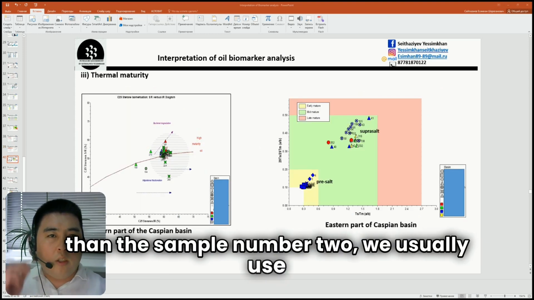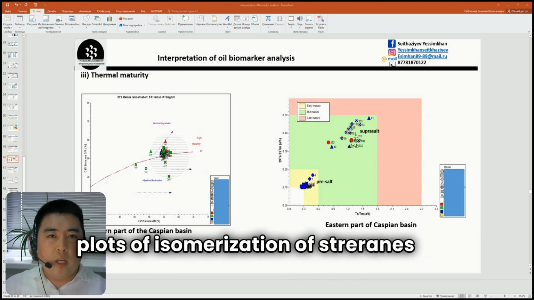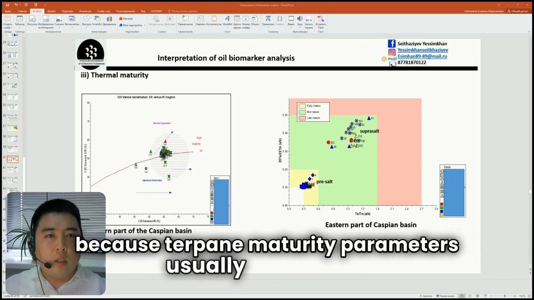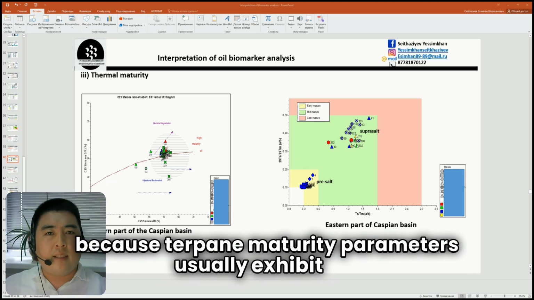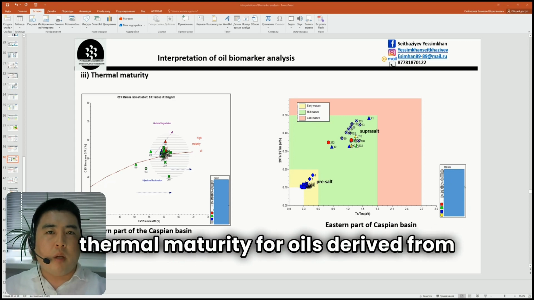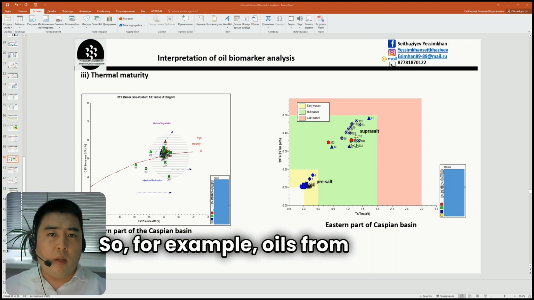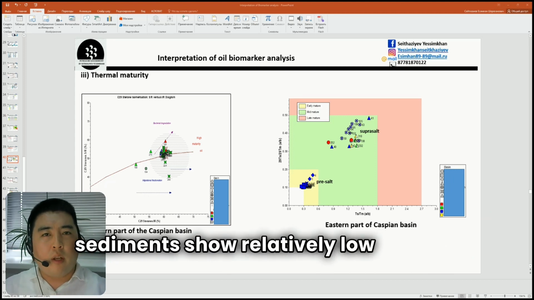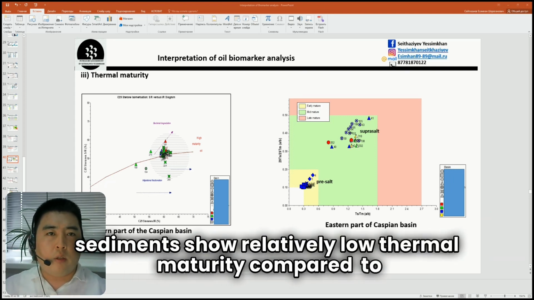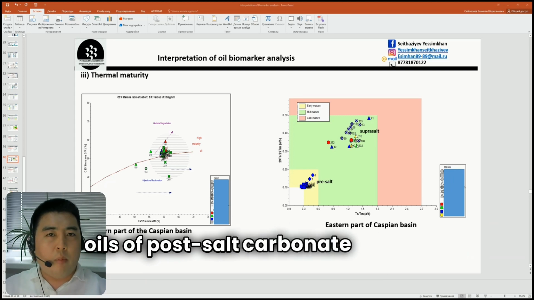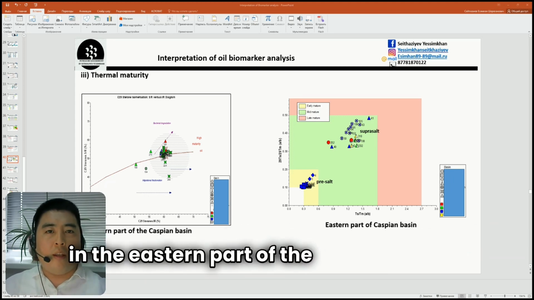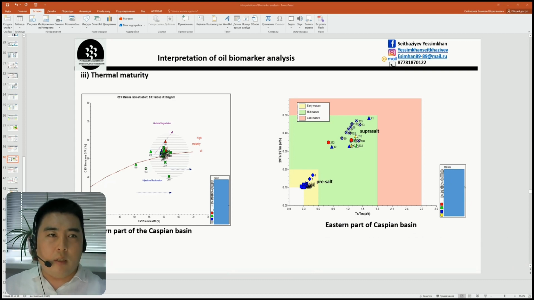We usually use plots of isomerization of steranes and terpanes together, because terpane maturity parameters usually exhibit low thermal maturity for oils derived from carbonate source rocks. For example, oils from pre-salt carbonate sediments show relatively low thermal maturity compared to oils of post-salt carbonate and shale deposits in the eastern part of the Caspian Basin.